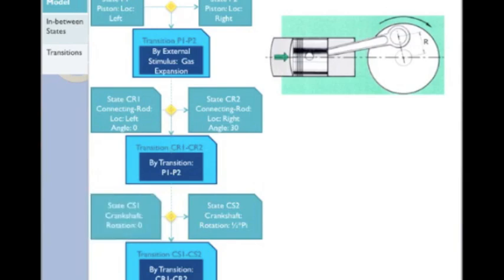An external stimulus, in this case an expansion of gas near the piston, causes it to move to the right. The transition P1 to P2 represents the period of movement of the piston from the left to the right. It is this period of movement, in other words, the transition P1 to P2, that causes the connecting rod to move. Likewise, the period of movement of the connecting rod, transition CR1 to CR2, is what causes the crankshaft to move.